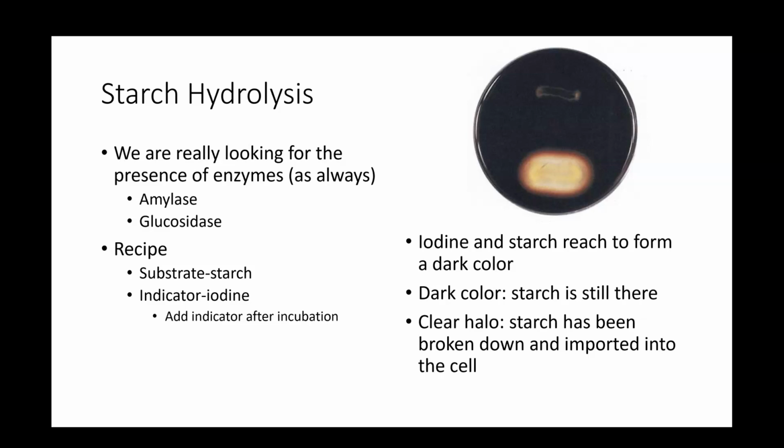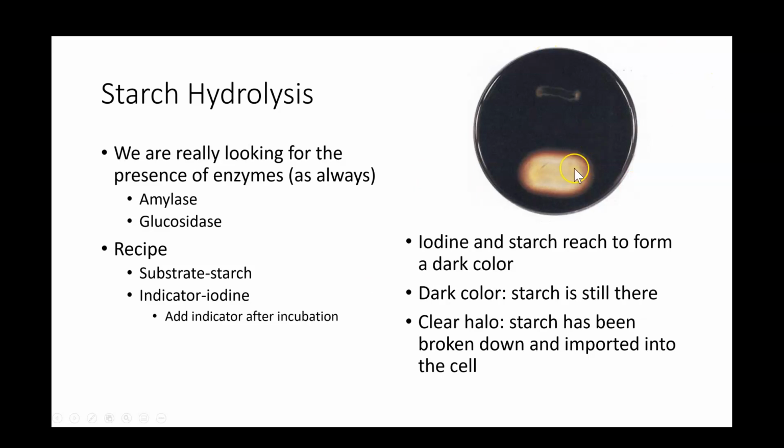So if we look at the recipe, the substrate is going to be starch, because if we're trying to see if it can eat starch, we have to include starch in the recipe. And then this one has an indicator that we're going to add after the fact, and the indicator is iodine. If you took 107 here, we do a lab with iodine and starch. When iodine and starch combine, I think it's called a Lugol reaction, they form this really dark amber color. So if we see the dark color, we know that starch is present. And if we don't see that dark color, we know that starch is absent and has therefore been broken down.